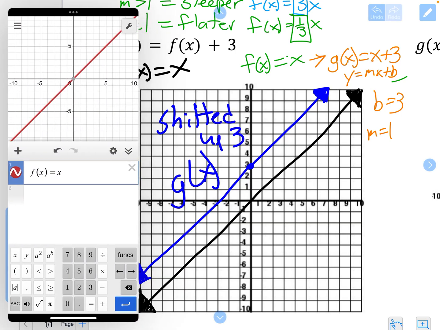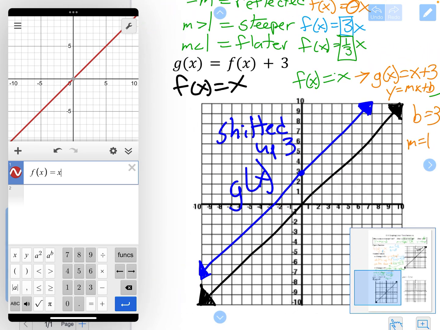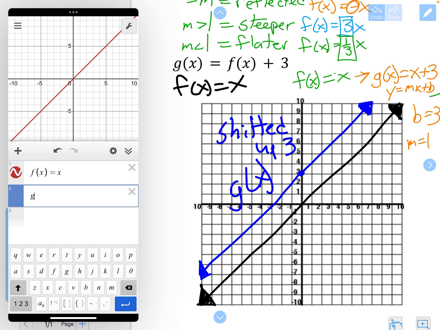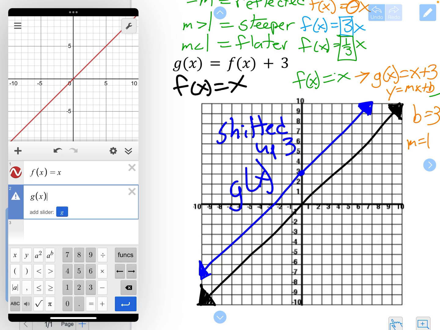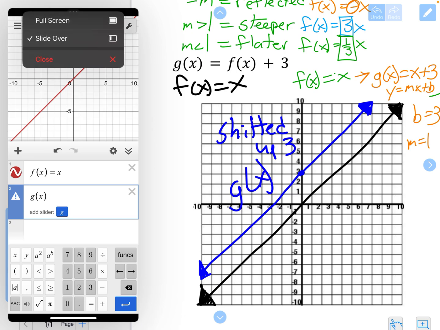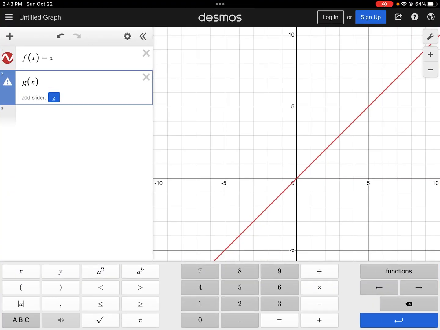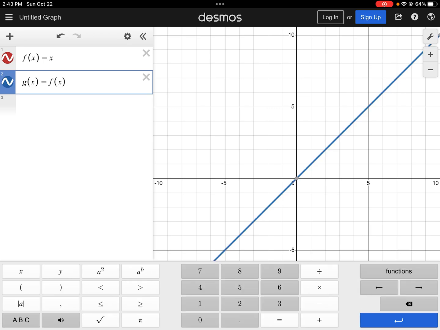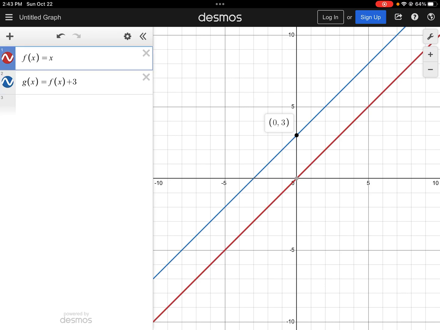And so I'm going to show you on Desmos. So we have our f of x graphed, which is our parent function. And I'm going to come down here to my next one, and type g parentheses x parentheses equals f parentheses x plus 3. And so if I compare the red and the blue lines, the only difference is that one's y-intercept is at 0, 3, the other's y-intercept is at 0, so I know that my lines have shifted up 3.